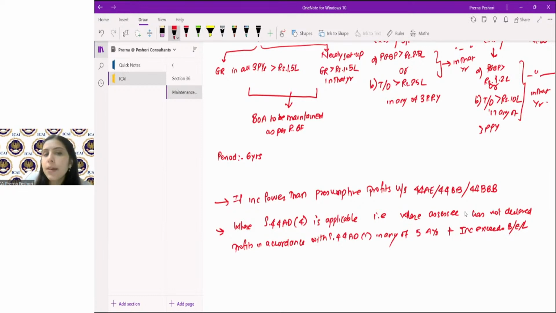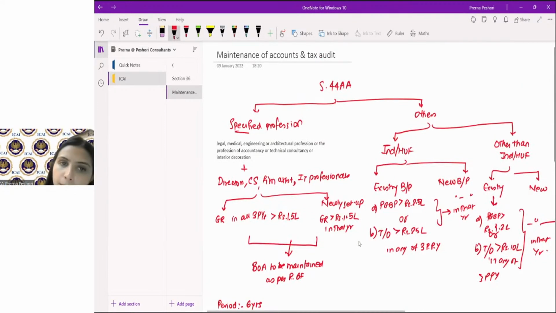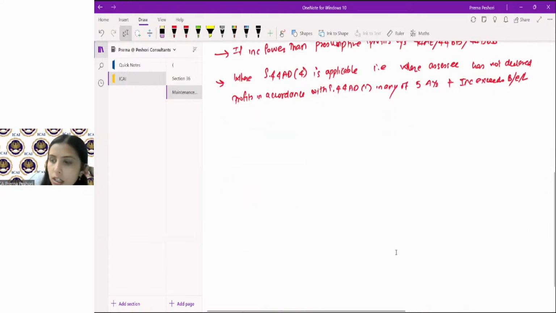Here there is no condition of income exceeding basic exemption limit in the presumptive profits under 44AE or BB. But in case of 44AD, if your income exceeds the basic exemption limit, then only you will have to maintain the books of accounts if you have not offered as per 44AD. For 44ADA, you have to maintain books of accounts because 44ADA is applicable only to the specified profession. Are we clear? Clear? So this is your section 44A. Now, without wasting more time here, because these are very small sections, moving towards 44AB, which is the tax audit.